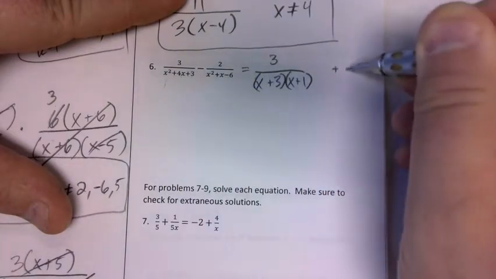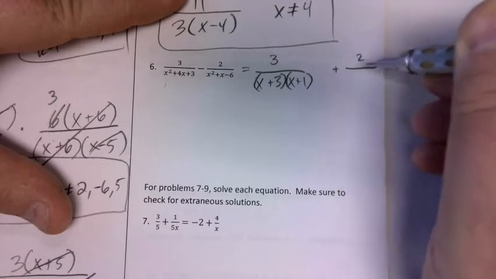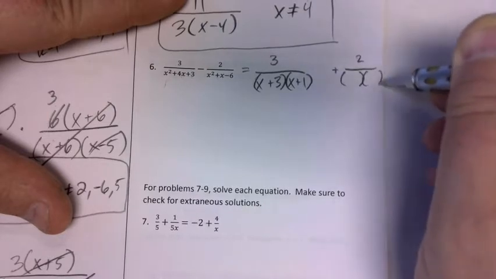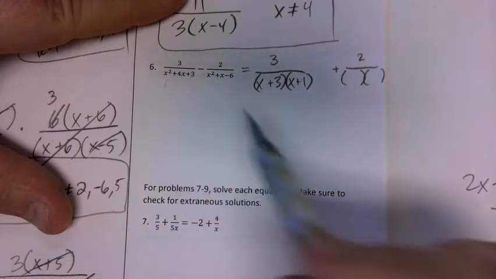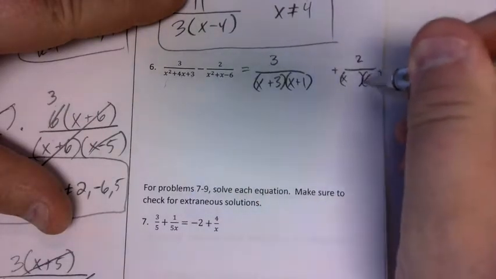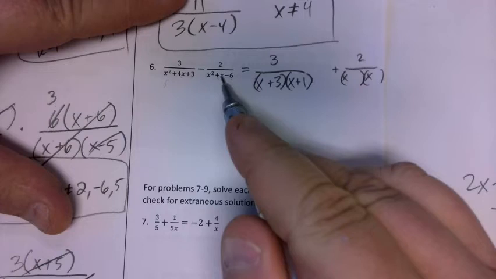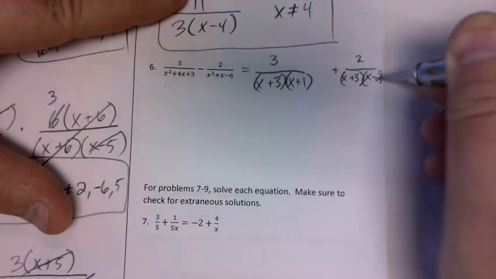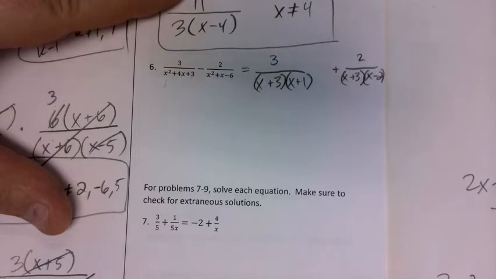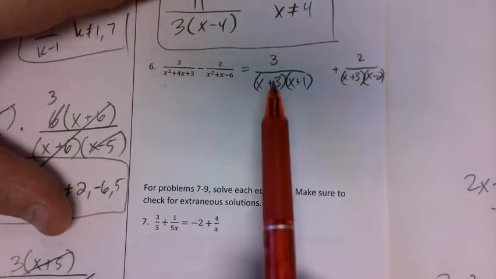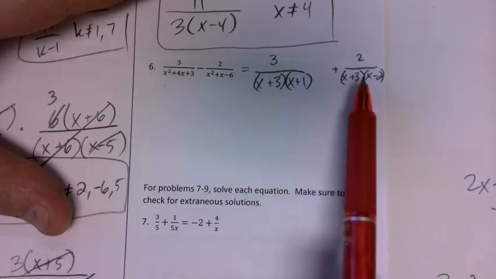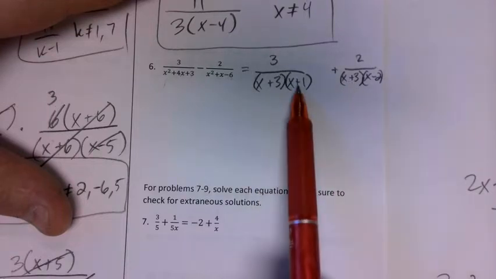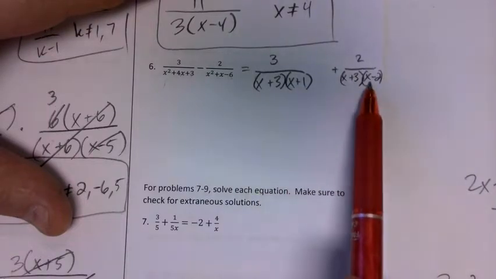Okay. Plus, I've got 2, and this will factor. x squared, so it's just x and x. Factors of 6 that subtract to make 1. How about a positive 3 and a negative 2? Okay. Now I've got to find common denominators. So I'm thinking about this. This has an x plus 3. So does this one. Good. This has an x plus 1. This does not.